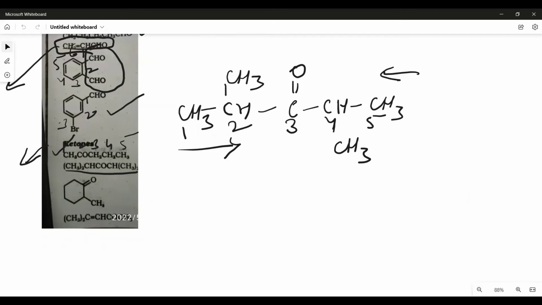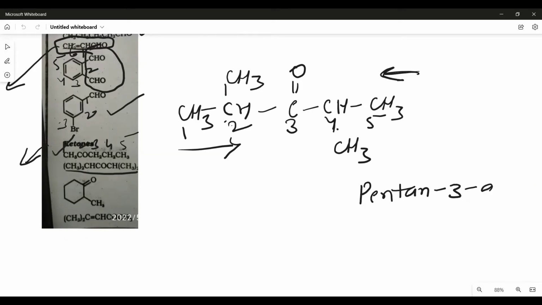Similarly, if you will see the position of CH3 and the CH3 from this side, so it is 2 plus 4, 6. अगर आप यहाँ से numbering शुरू करते हैं यहाँ से, तो भी 2 plus 4, 6 आएगा. So this molecule is totally symmetrical molecule. So we will write the nomenclature like it will be 5 है carbon atom, तो pentane 3 on.